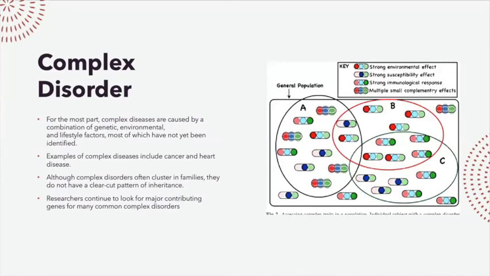Last but not least, we have complex disorder. For the most part, complex diseases are caused by a combination of genetic, environmental, and lifestyle factors, most of which have not yet been identified. Complex diseases are also called multifactorial. This makes it difficult to determine a person's risk of inheriting or passing on these disorders.